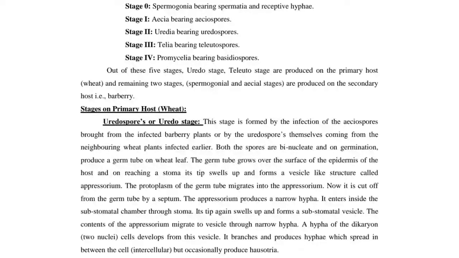The protoplasm of the germ tube migrates into the appressorium. Now it is cut off from the germ tube by a septum. The appressorium produces a narrow hypha. It enters the substomatal chamber through the stoma. Its tip again swells up and forms a substomatal vesicle. The contents of the appressorium migrate to the vesicle through the narrow hypha. A hypha of the dikaryon, with 2 nuclei per cell, develops from this vesicle. It branches and produces hyphae which spread in between the cells, intercellular, but occasionally produce haustoria.